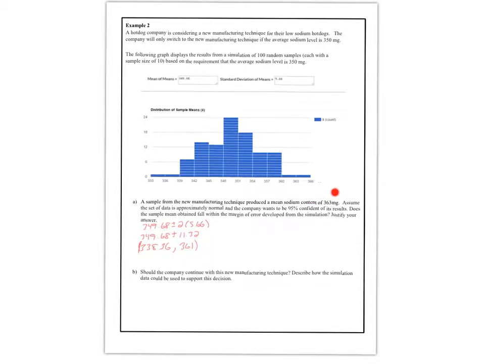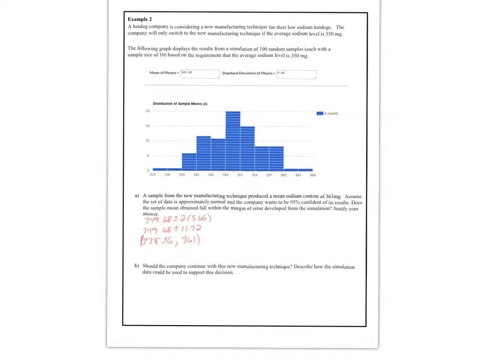So does 363 fall within? Does the sample mean of 363 fall within the margin of error? Well, here we have it, and the answer is no. 363 is not within, so we can just say no. So no, it's not within the margin of error. The w/ is my abbreviation for with. So on to the next part.